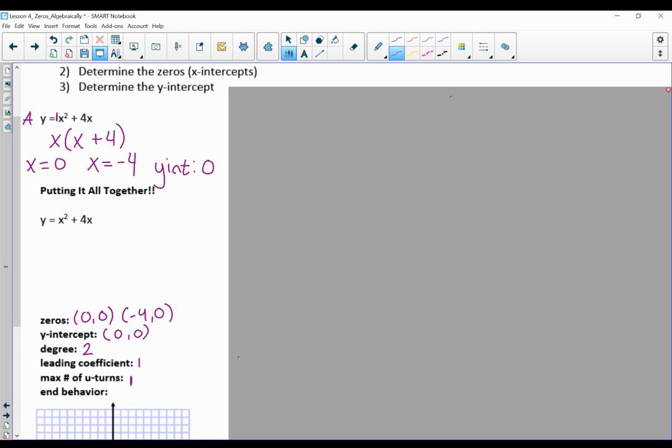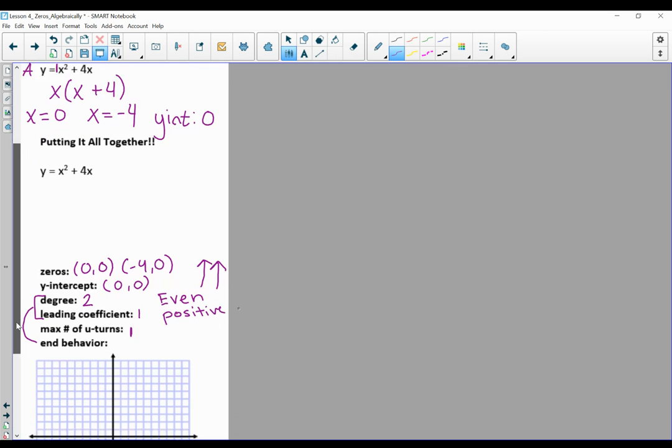And now it's asking me about end behavior. Well, I have to see the degree and the leading coefficient in order to determine the end behavior. 2 is an even number, not an odd number, an even number. And 1 is a positive number, not a negative number. So you want to go back to that end behavior chart that we created, and you would see that if it's positive, it goes up on the right. And if it's even, they always go the same direction. So it's also up on the left.